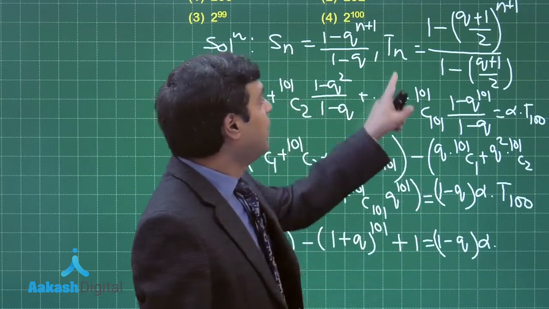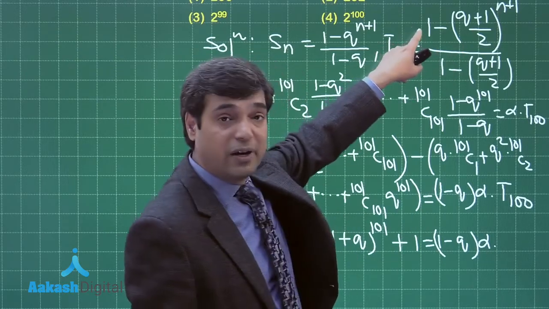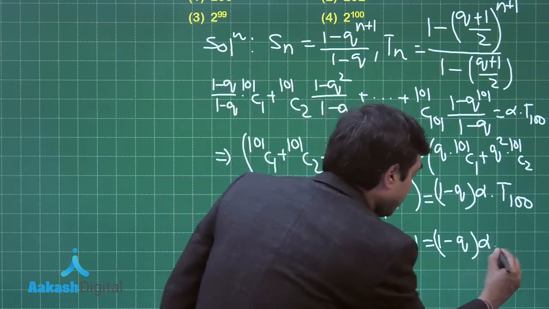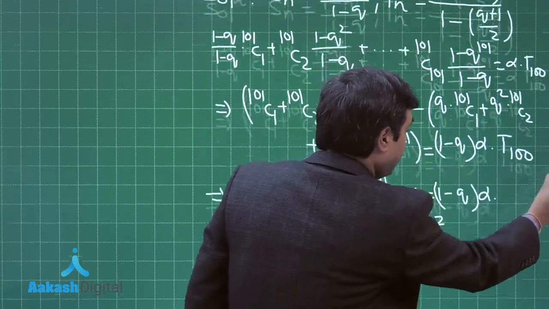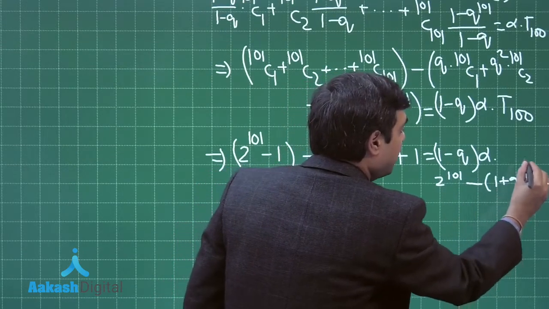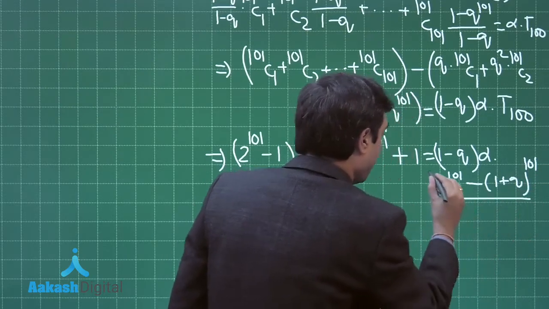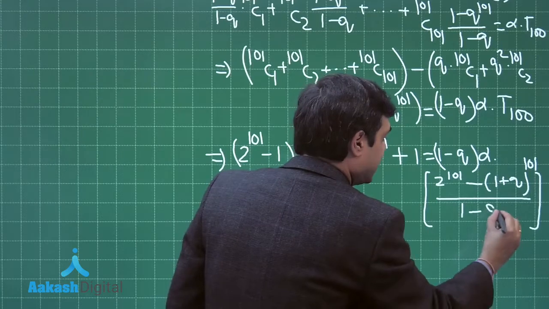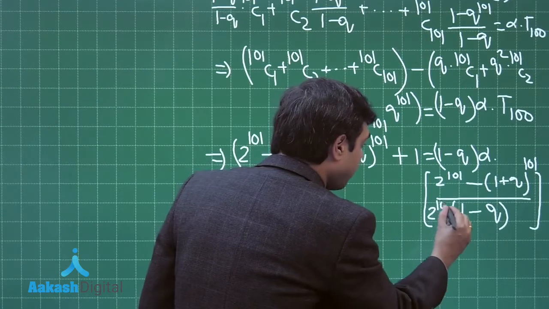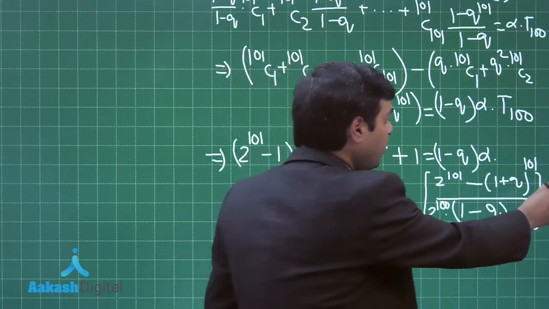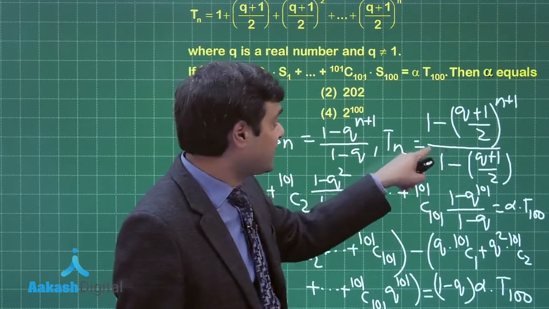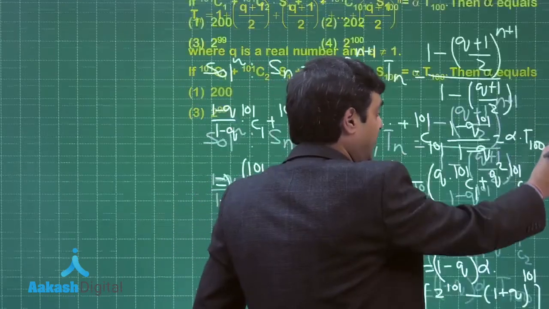Let's see what T100 is. T100 is simply 2 to the power 101 minus 1 plus q to the power 101, so right here multiplied with 2 raised to the power 101 minus 1 plus q raised to the power 101, whole divided by 1 minus q, right. This is multiplied now with 2 raised to the power 100, right. Why so? Because you have in denominator 2 minus q minus 1, that is 1 minus q. This 2 is cancelled, so we are left with 2 to the power 100 in denominator.